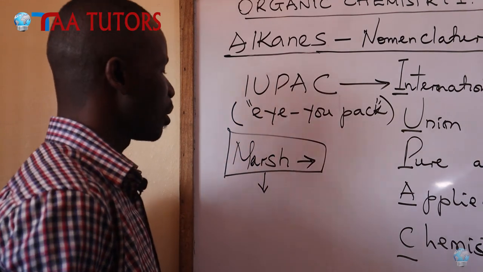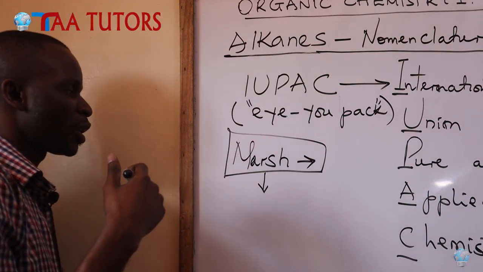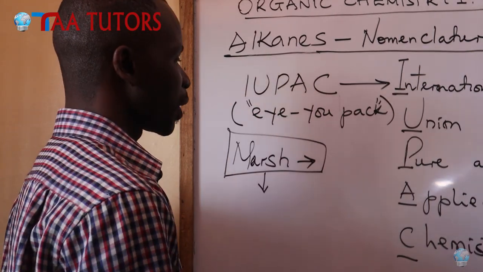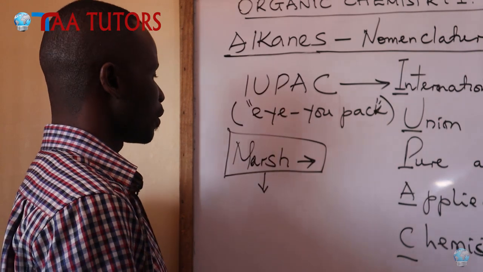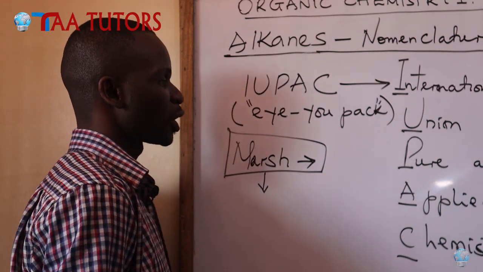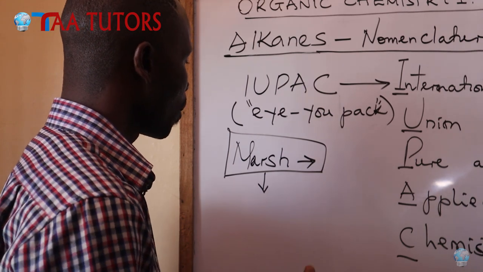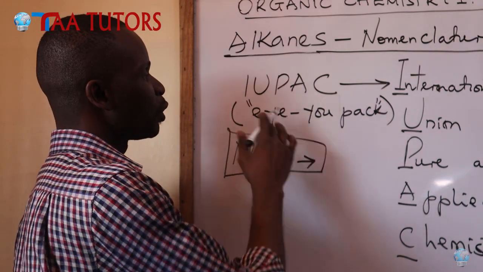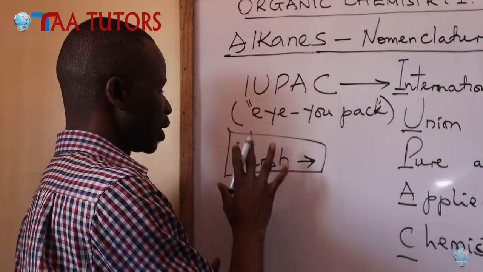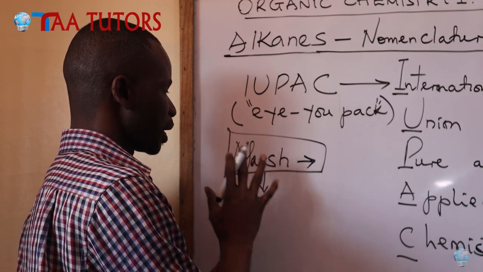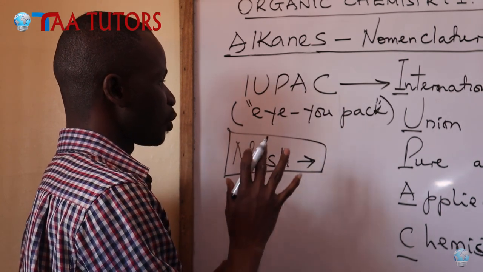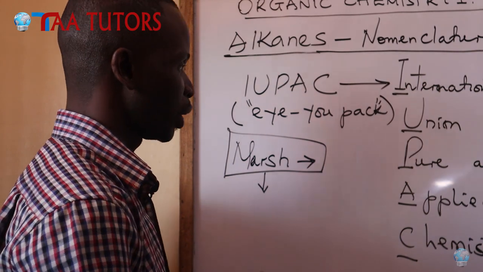But that name was found not to be very scientific in nature, because what if there are other gases found from the same marsh? What name will it be given? It means that probably two gases will be given the same name. So then we have the IUPAC that gives them identity, the scientific name that scientists will use, not the name a common person will use.